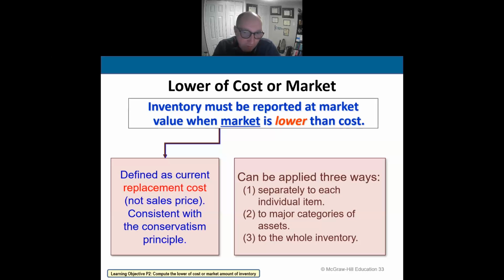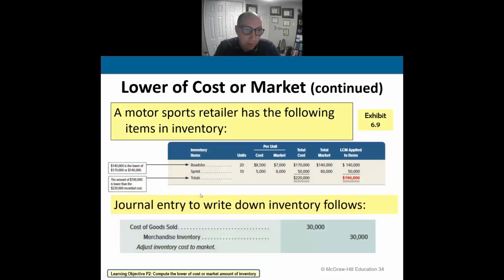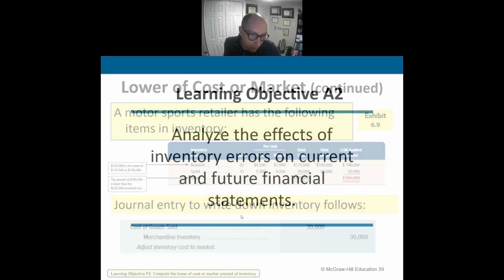And the lower cost of market can be applied to individual items or categories of items or to the whole inventory. The lower cost of market essentially tells us how much it would cost to replace that inventory based off of the current market price. For that reason, it would be the only reason you would ever use the lower cost of market. And we do that based off of the totals. Don't worry too much about this.